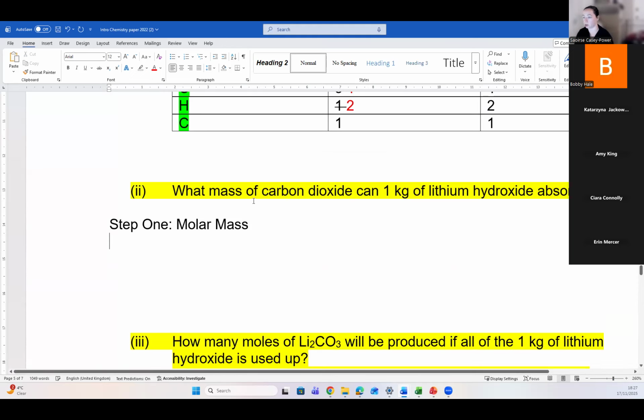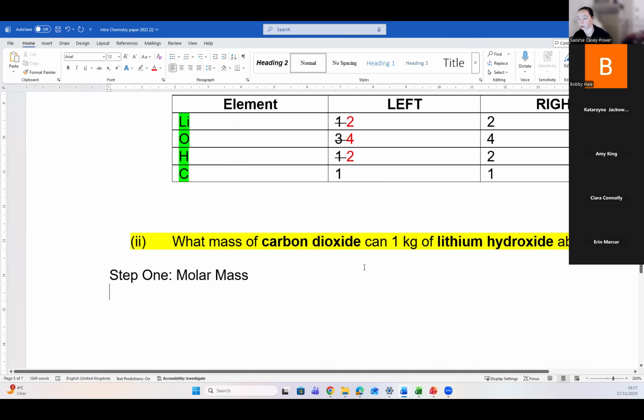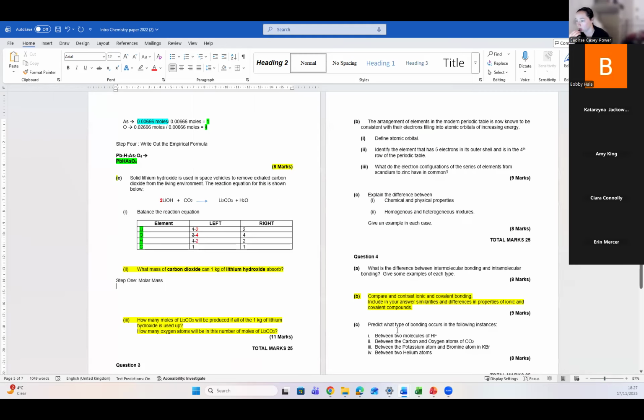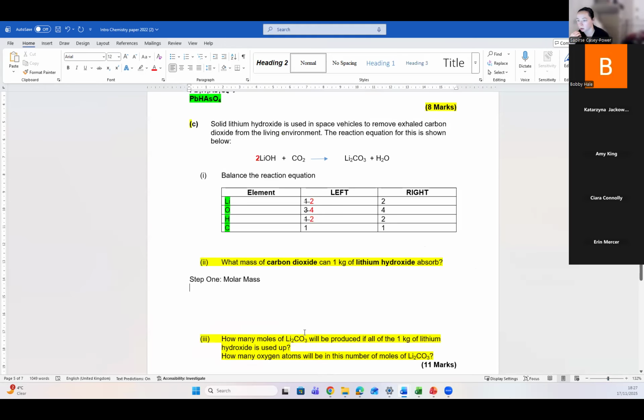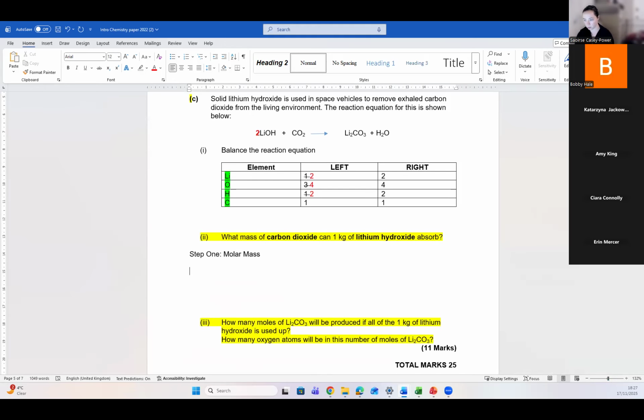So what I do is I work out the molar mass of everything that is listed in the question. So I'd work it out for carbon dioxide, and I'd also work it out for lithium hydroxide because we're going to need it. Sorry, I keep zooming out too much. Okay, so what we have here then.